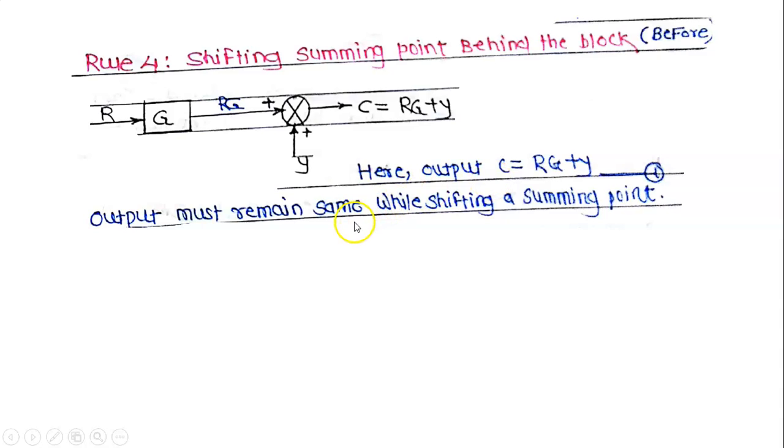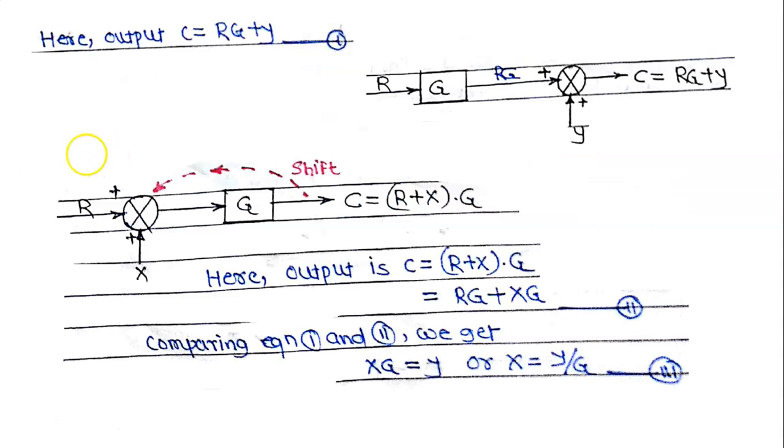Now what we have to do? We have to shift this summing point behind the block, meaning behind this block. Now while shifting the summing point behind the block, the output must remain the same. Therefore, first of all, we will shift it, and again we will rearrange the block diagram. Now here, I have drawn the same diagram. C is equal to RG plus Y.